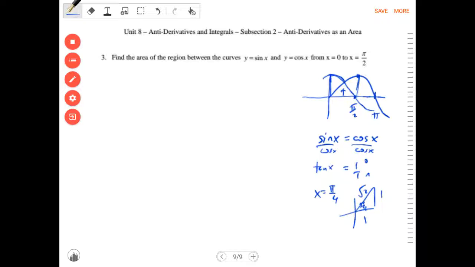Okay, fantastic. So really, there's going to be 2 spots here, or 2 intervals. So cos x is on top here. For the first part, it's going to be cos x minus sine x, because cos x is on top and sine x is on the bottom. For the second part, sine x is on top, so it's going to be sine x minus cos x.